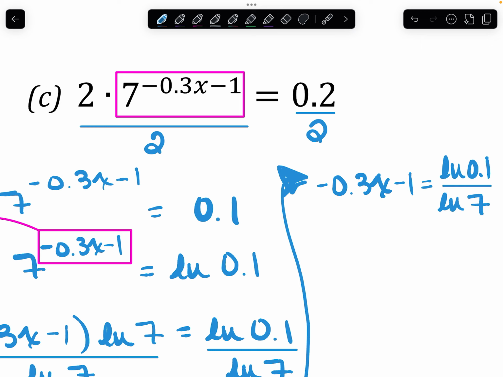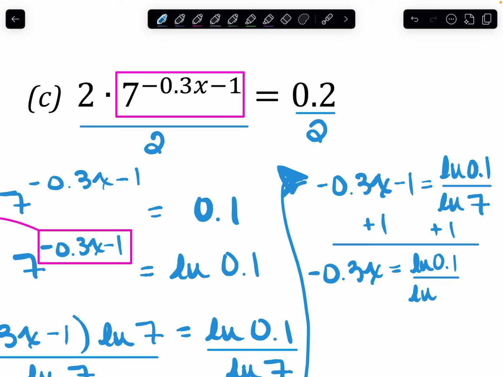So it's in there, barely, but it's in there. All right, so next step would be we've got to move the 1 over because our goal is to get x by itself. So I'm going to add 1. Now that 1 is just going to need to get added at the back. So we've got our 0.3x equals this ln of 0.1 over the ln of 7 and then plus 1. So just float it at the back.